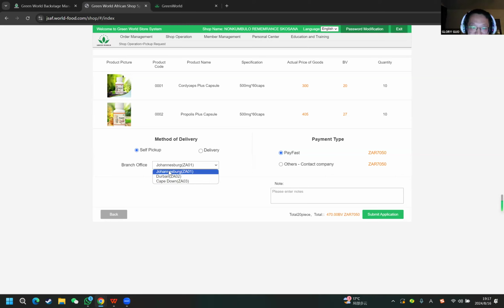You can choose one of them, say that you want to self-pick up from the branch, or you can choose delivery. But if you want the delivery, you need to update your exact shop address. The company only delivers to your shop address. We don't deliver to other addresses. And that address must be your registered shop address. And there will be a certain amount of delivery fees charged.